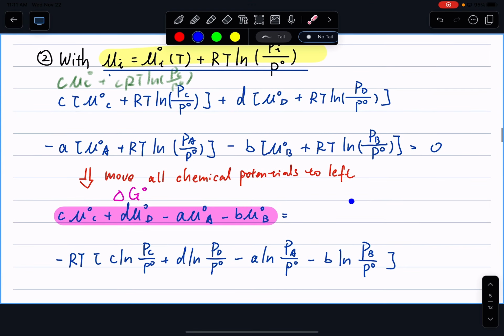And then what we did is move all the chemical potential terms to the left because we want an expression of chemical potential in some kind of relation with experimentally measurable properties like partial pressure. So in this case, by moving it around, on the left, we have all the chemical potentials. And on the right, you have all the partial pressures.